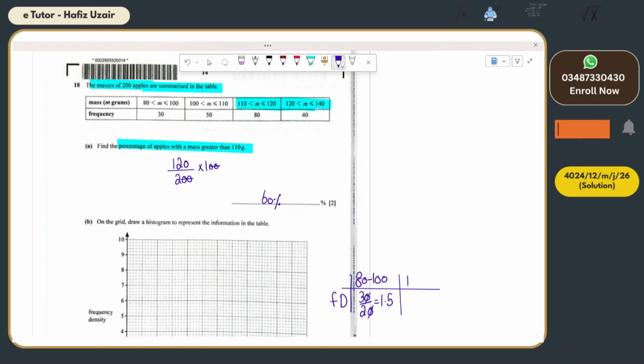So from 80 till 100 we have frequency density 1.5. Now from 100 till 110 we need to find out frequency density, and density is frequency, that is 50 over class width. How do we find out the class width? 110 minus 100, so that is the class width actually.